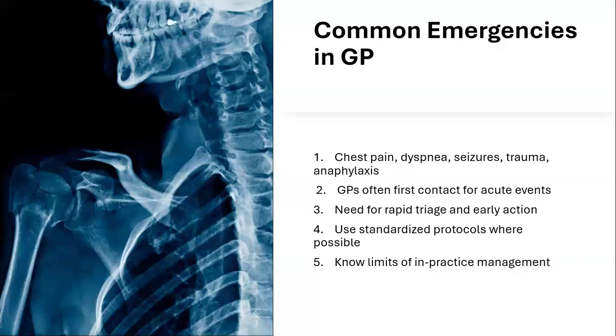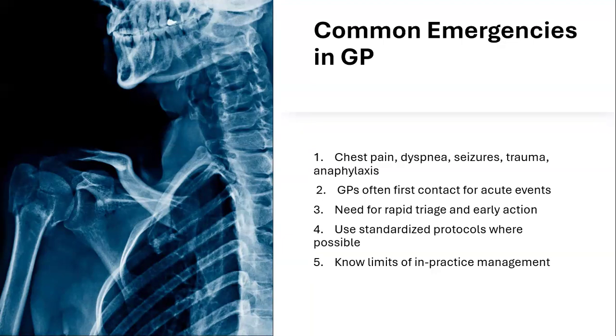Now, common emergencies in general practice may include chest pain, a patient with dyspnea, a seizure, trauma, anaphylaxis, and acute severe asthma, right? So GPs often will be the first contact for these emergency visits, right? If you are working in a rural or semi-urban setting, you will be the first contact. So these patients need rapid triage and early action, right?